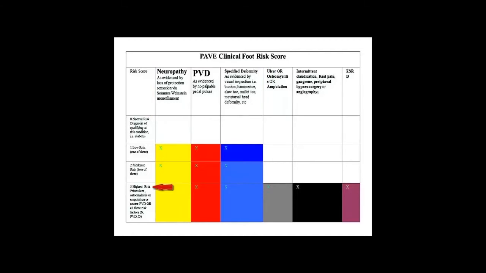Additionally, a high-risk score of 3 is assigned for any one of the following very high-risk diagnoses: the presence or history of osteomyelitis, lower extremity skin ulcer, or a major or minor lower extremity amputation, a history of intermittent claudication, rest pain, gangrene, peripheral bypass surgery, or angiography. And the final singular additional diagnosis for a high-risk score of 3 is end-stage renal disease.